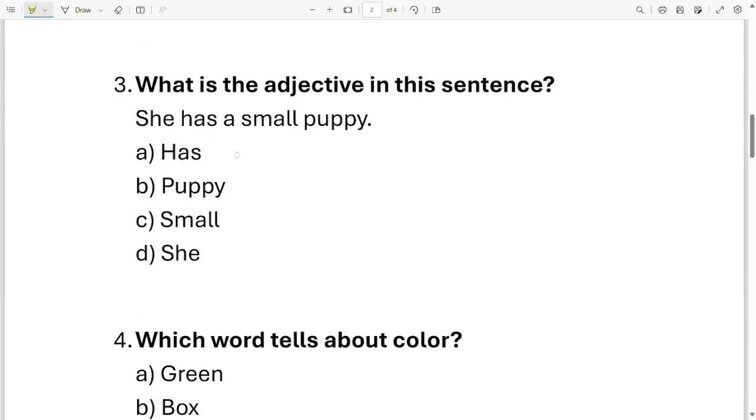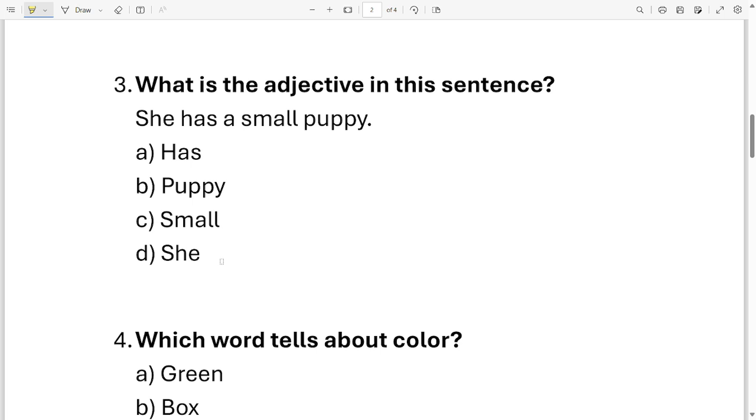Question number 3 is, what is the adjective in this sentence? Your sentence is, she has a small puppy. Now, can you identify the adjective in this sentence? Your options are has, puppy, small, she. These are the 4 options. Now, quickly identify the adjective in this sentence.